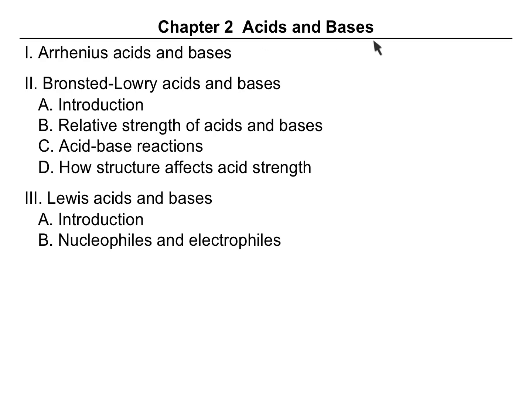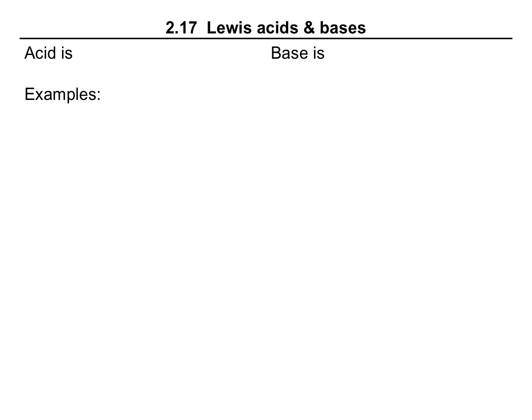In our final video on acids and bases, we're going to shift gears and focus on Lewis acids and bases. So remember, this is a different perspective compared to Bronsted-Lowry. After a brief introduction, we will introduce some new terms as well. While the Bronsted-Lowry definition focused on the proton, the Lewis definition focuses on electrons. So a Lewis acid is an electron acceptor, and a Lewis base is an electron donor.